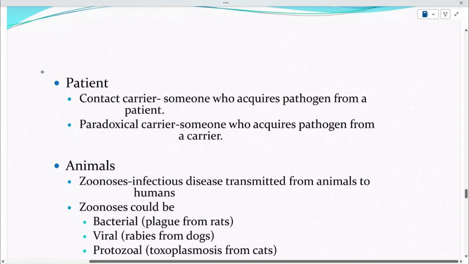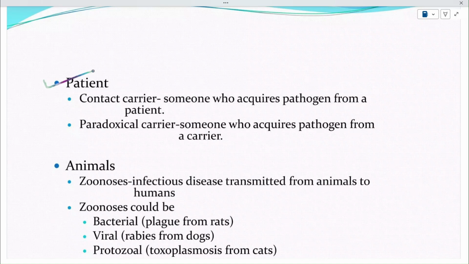Next, other sources of infection transmission. Patient. When people come into contact with a patient, someone who acquires a pathogen from a patient is known as a contact carrier. Next we have paradoxical carrier, someone who acquires a pathogen from a carrier. So you can see the difference. The contact carrier is nothing but the pathogen from a patient. Paradoxical carrier is nothing but a pathogen from a carrier.